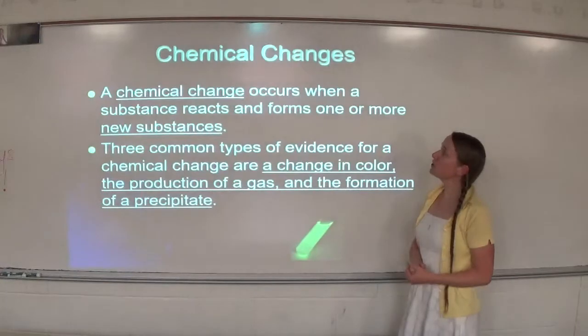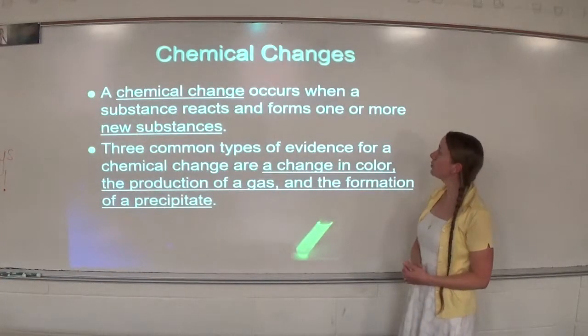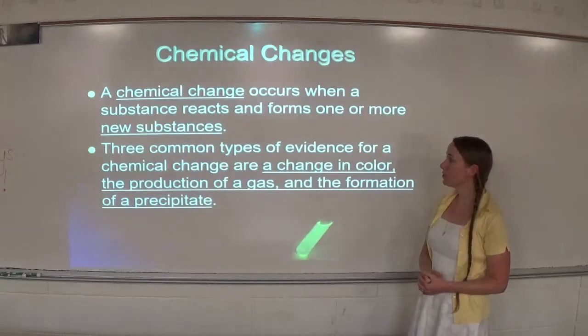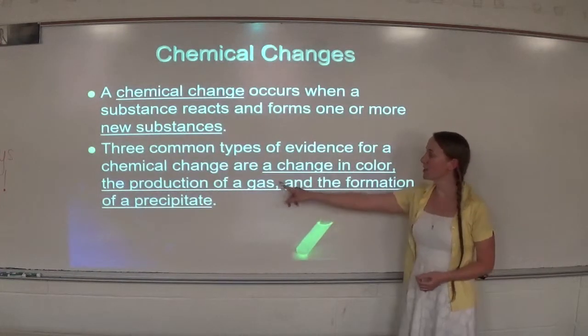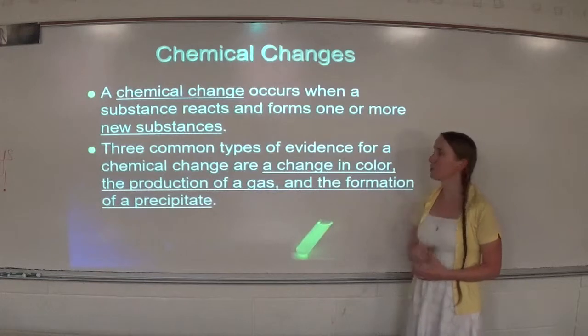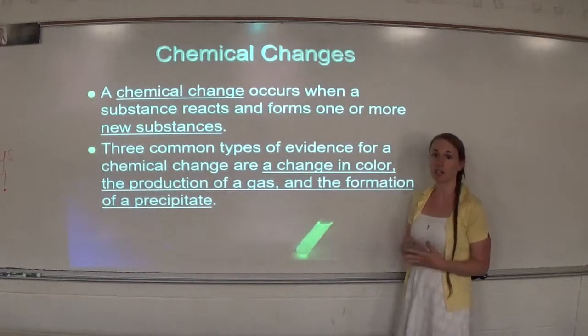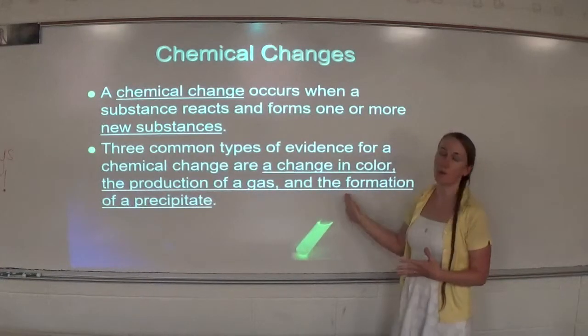A chemical change occurs when a substance reacts and forms one or more new substances. Three common types of evidence for a chemical change are a change in color, the production of a gas, and the formation of a precipitate. Those are some of the ways that you can tell a chemical change is occurring. There are more than these, but these are the three that our book discusses.